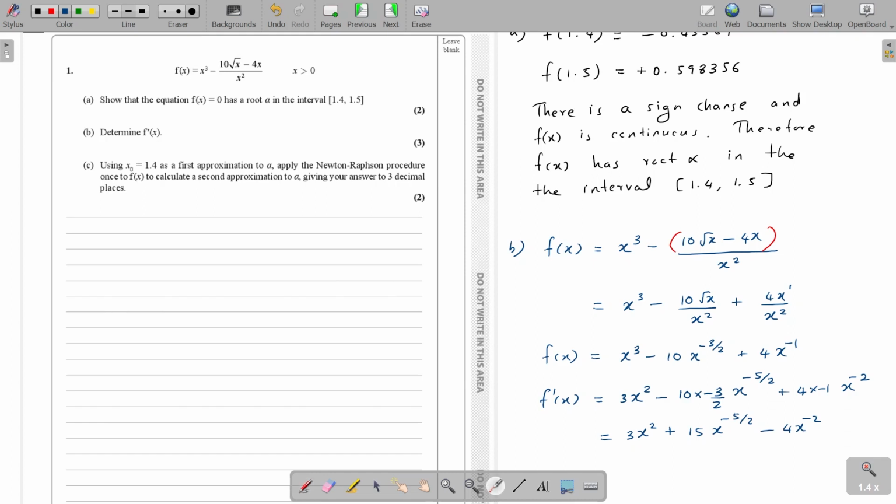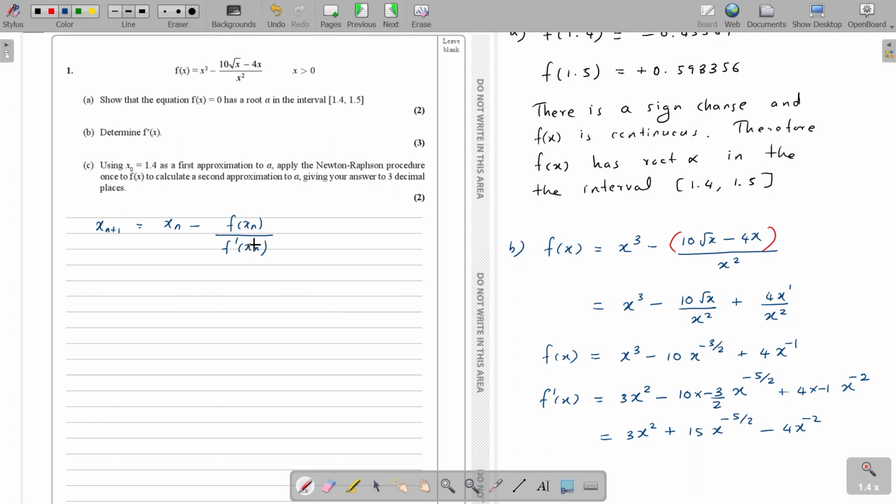Okay, so then moving on to part C. They say using x naught equal 1.4 as a first approximation to alpha, apply the Newton-Raphson procedure once to f(x) to calculate the second approximation to alpha, giving your answer to 3 decimal places. Okay, can I know the Newton-Raphson process equation? x(n+1) equals x(n) minus f(x(n)) divided by f dash x(n). This is the Newton-Raphson process equation.